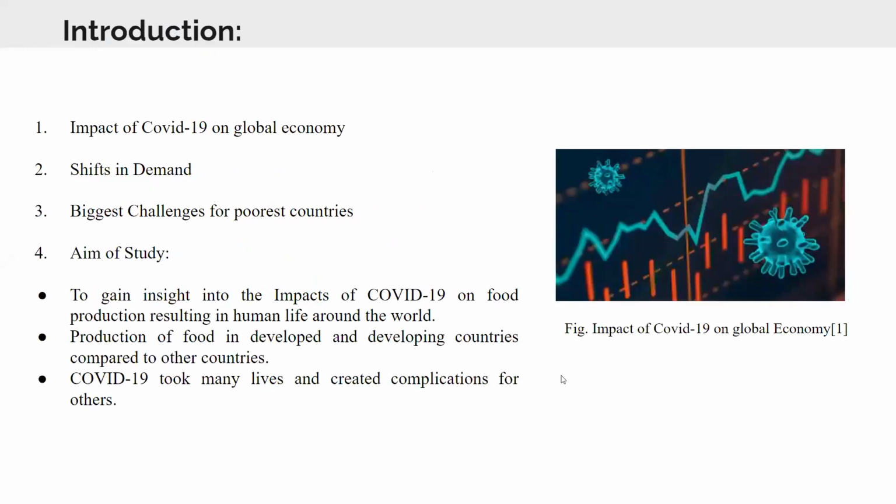Now, introduction. We have studied in this report the impact of COVID-19 on the global economy, shifts in demand, and the biggest challenges for the poor countries. The aim of this study was to gain insight into the impacts of COVID-19 on food production, resulting in human life around the world, and production of food in developed and developing countries compared to other countries. And COVID-19 took many lives and created complications for others.